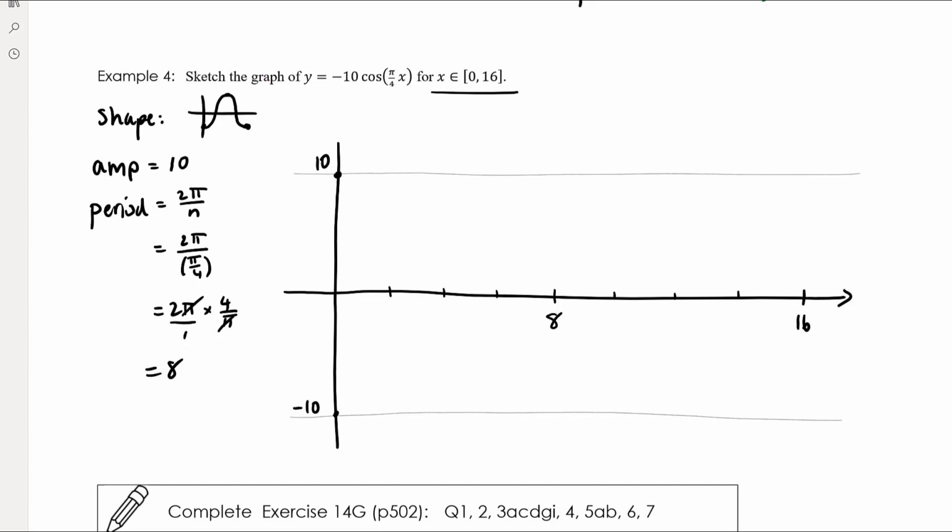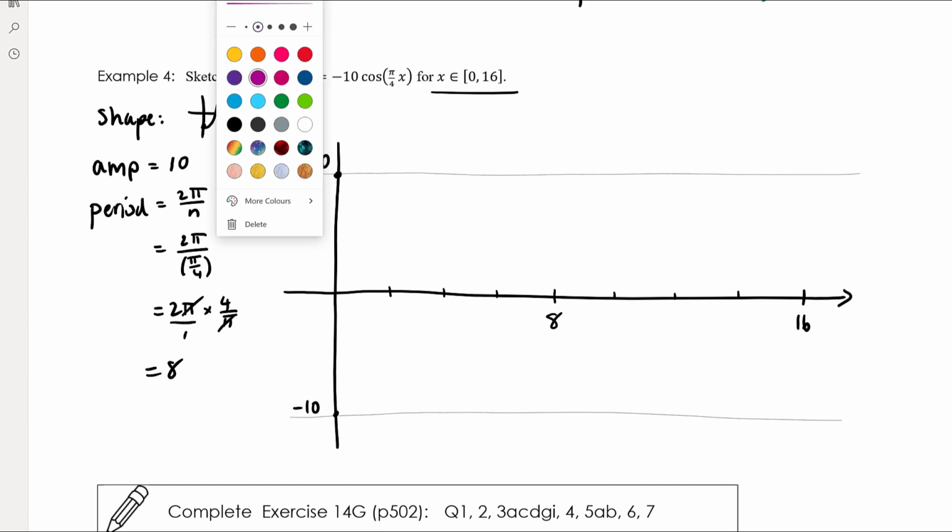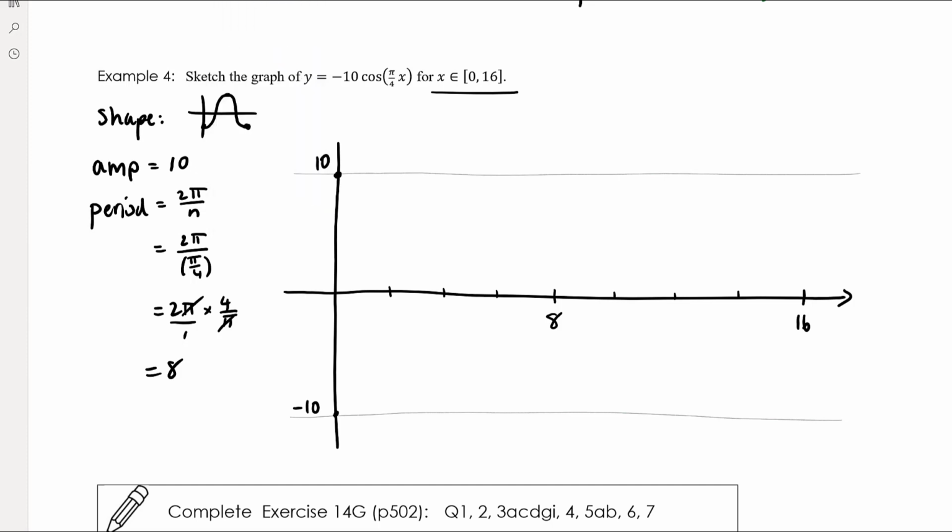Your graph is an upside down cos curve. So it starts at the bottom. At the end of the period, which is 8, it is also at the bottom. Halfway along the period, it's at the maximum value, which is positive 10. Halfway between your minimum and maximum values is where you cross the x-axis, which will be at 2 and then again at 6. We can then join our dots, again remembering that you've got a turning point at the start there, so make sure you get that curve right.